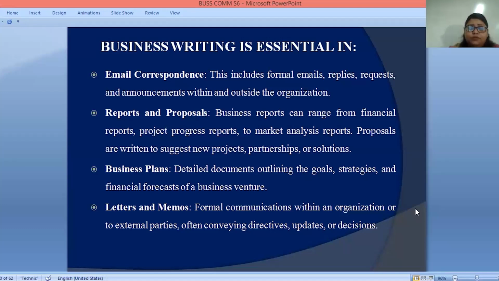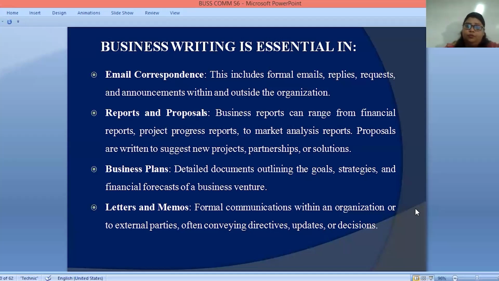What is a business plan? A business plan is basically a detailed document in which we mention the vision and mission of our business. What are the goals we are trying to achieve? What are the strategies we are making to achieve the goals? And also what will be the financial prediction? We predict the financial forecast of our venture and also provide the strategies to mitigate the risk, right?